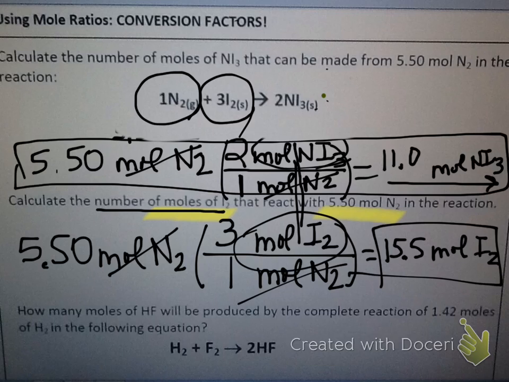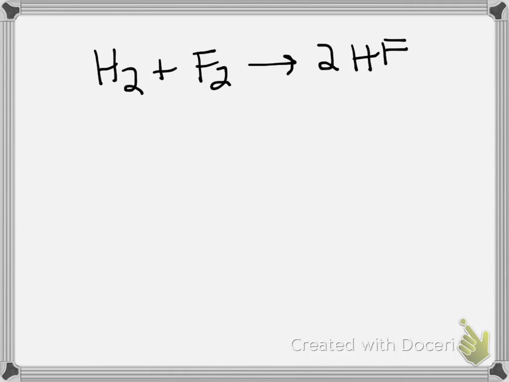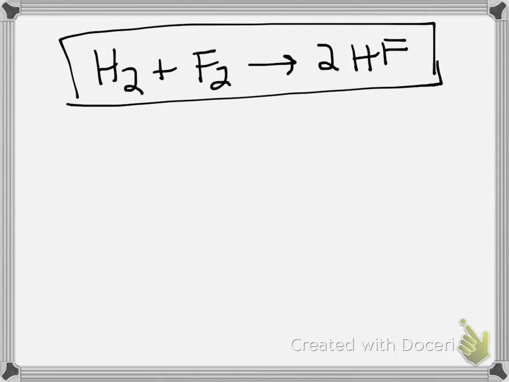The last one here says, how many moles of HF? So here we have a new equation. Hydrogen plus fluorine yields 2 hydrofluoric acid. It says, how many moles of HF, so that's what we're going to solve for, are produced by the complete reaction of 1.42 moles of hydrogen in the following equation. All right, I'm going to go to the next page here. I'm going to rewrite it for you. We've got hydrogen plus fluorine yields 2 hydrofluoric acids. Okay, that's a balanced equation. By the way, if it's ever not balanced, make sure it's balanced before you start your stoichiometry problems.